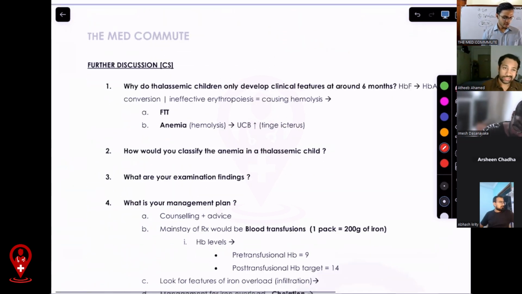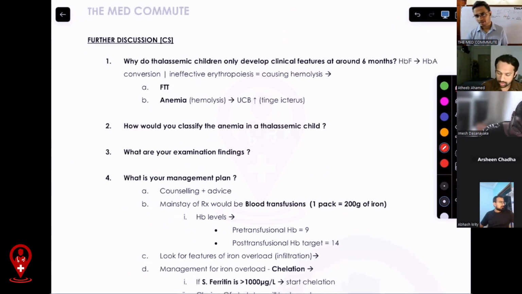After that, guys, we come to the discussion points. These are now in your viva exams. These are what the examiners like to ask you. So one of the questions they like to ask is what we talked about at the start: why do these children develop manifestations at 6 months of age? Now you all understand the underlying mechanism, so you all can explain.